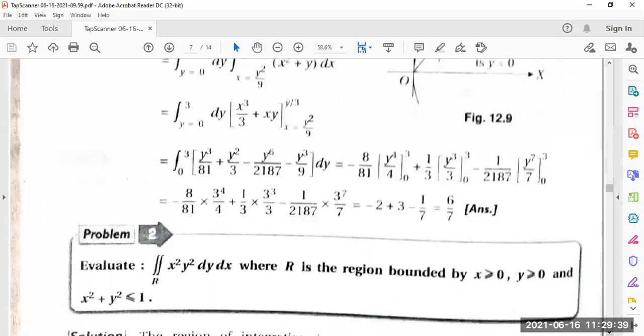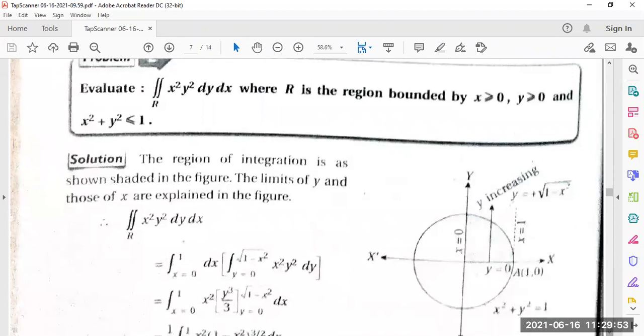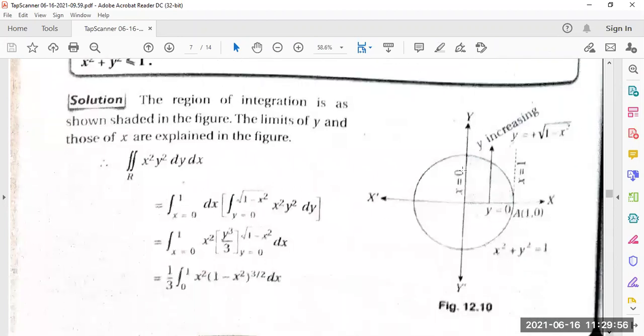Okay, now another problem is given here. R is the region bounded by x greater than or equal to 0, y greater than or equal to 0, which means the positive x axis and positive y axis, and x square plus y square less than or equal to 1. That means a circle whose center is at 0 0, radius 1 unit. So here we are making the circle. Greater than or equal to 0 means the first quadrant. So the shaded area is our region.